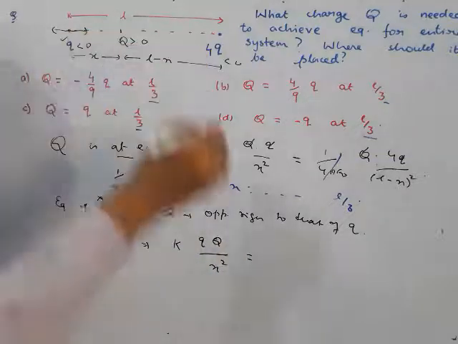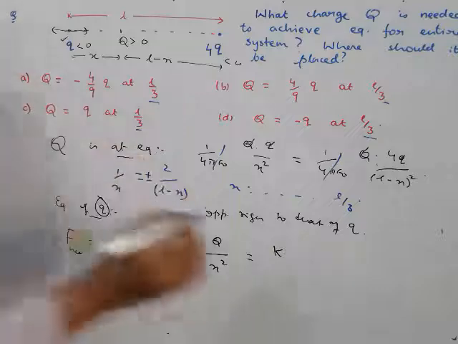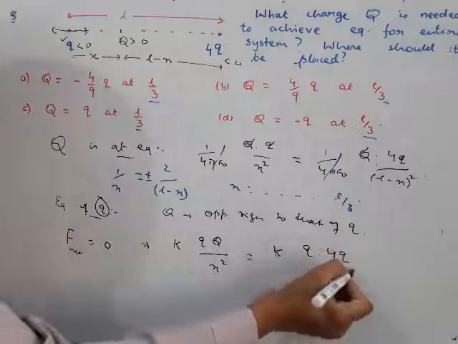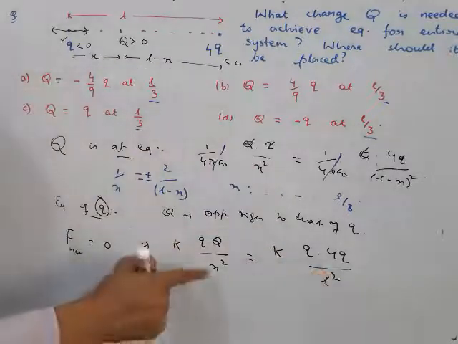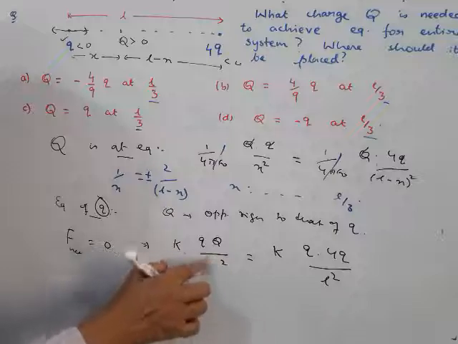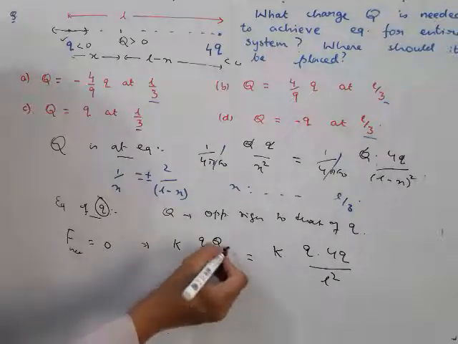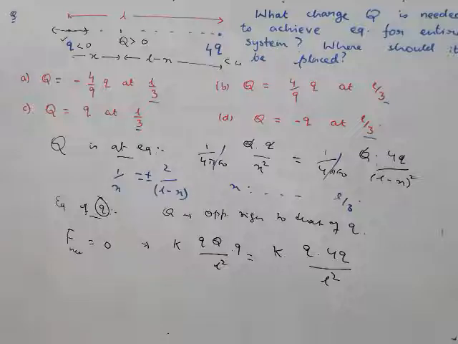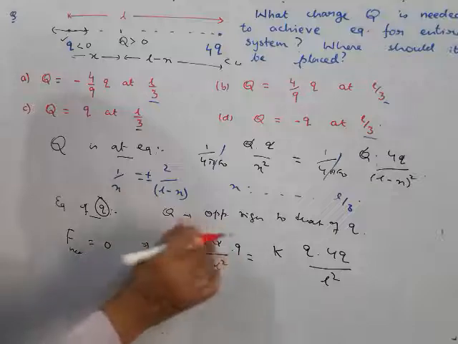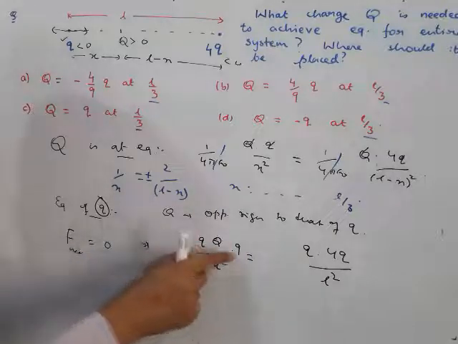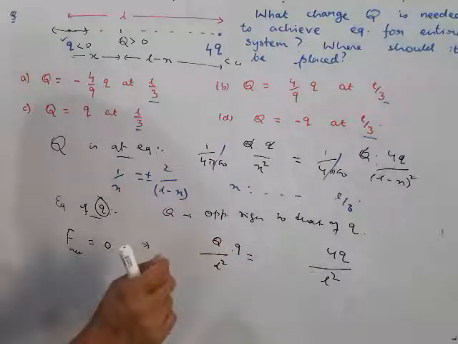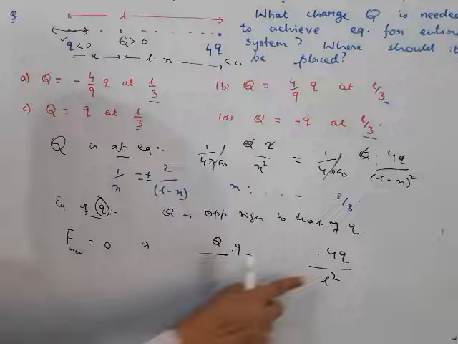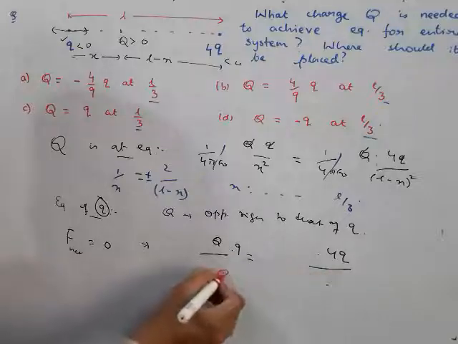Force on this due to this charge will be 1 by 4 pi epsilon naught times q times 4q upon that distance square, that will be how much? L square. Now x we have already calculated, x is L by 3. So this becomes L square upon 9, 9 will be shifted to the numerator. Now in this question you can see k will cancel, small q will cancel, capital Q will not cancel, L square will cancel. So capital Q becomes how much?